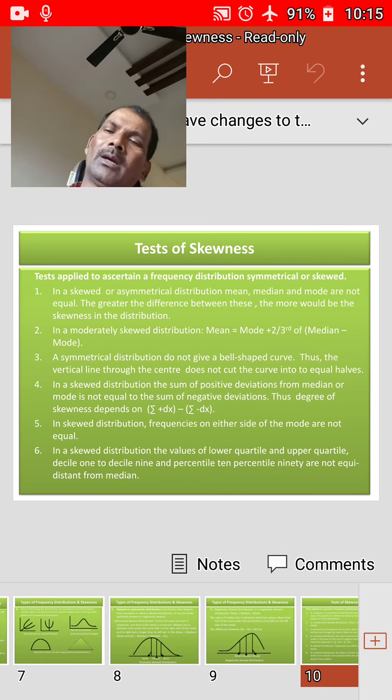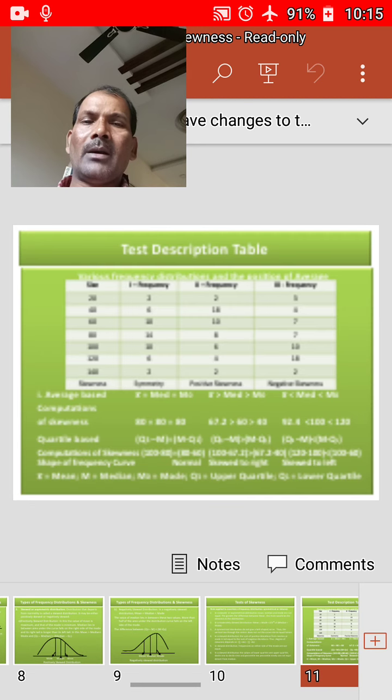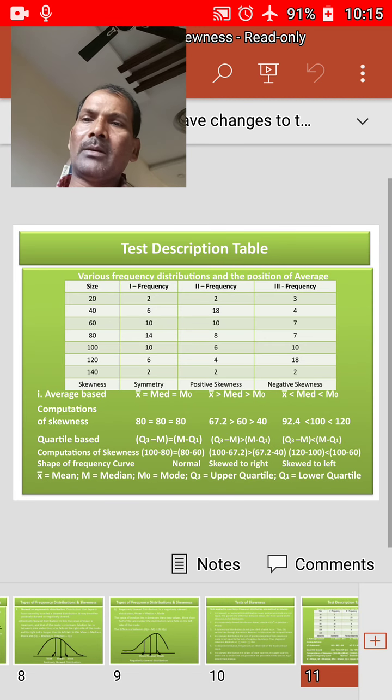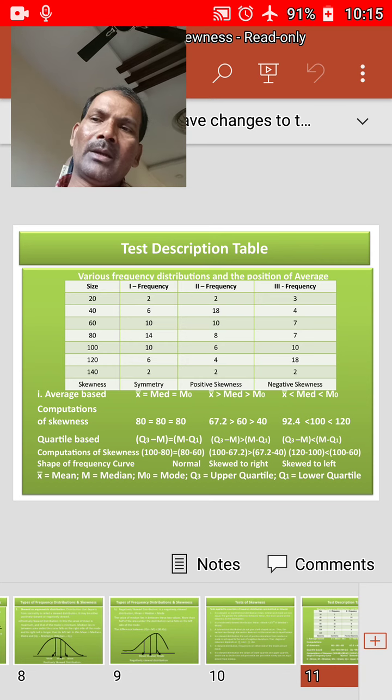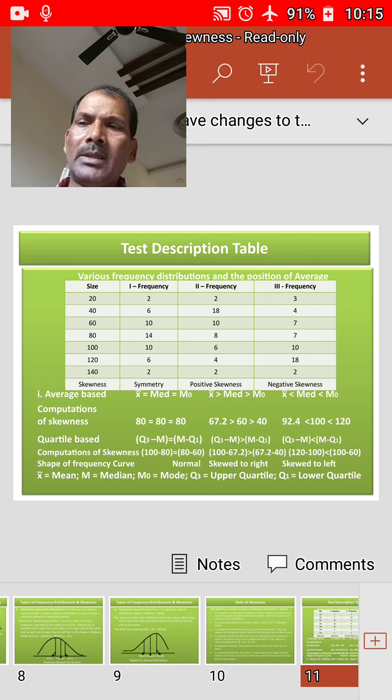These tests will help us decide whether the given distribution is skewed or not. A table has been prepared in order to make it lucid. If you see the table, sizes are given as 20, 40, 60, 80, 100, 120, 140. Frequency 1: 2, 6, 10, 14, 10, 6, 2. The center value is 14 and on either side you have the same frequencies, so it is symmetric.